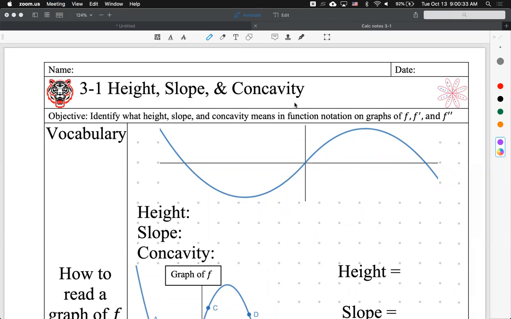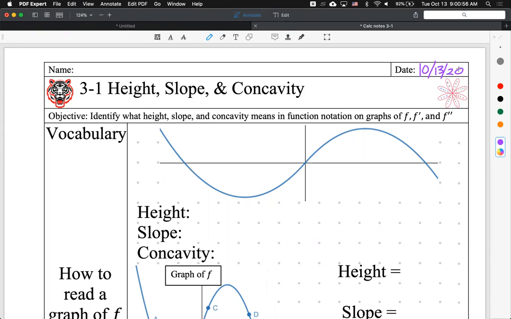All right, we're in AP Calculus, lesson 3-1, height, slope, and concavity. Welcome to your new unit. Everyone sees your unit guide. We have 8 lessons, 4 self-checks, and then our pre-test, fix-up, and test like we normally have. Today's date is Tuesday, October 13th, 2020.